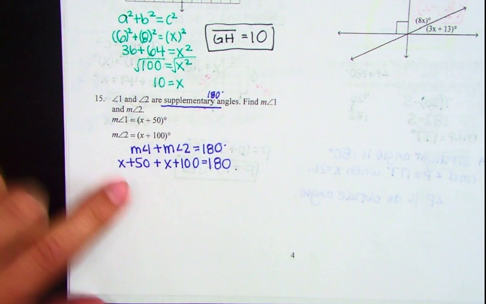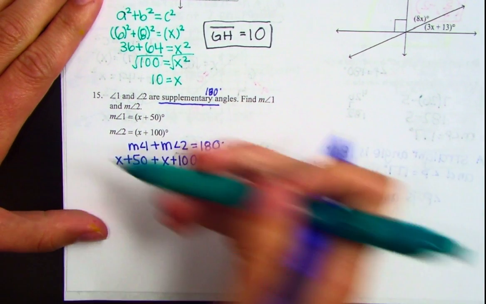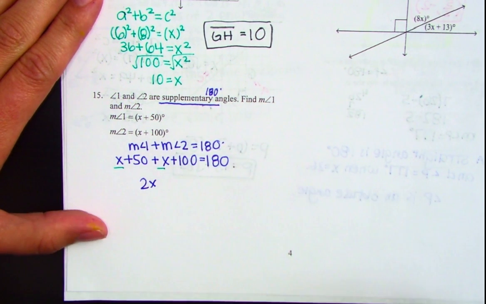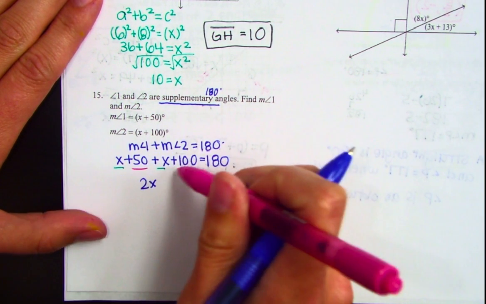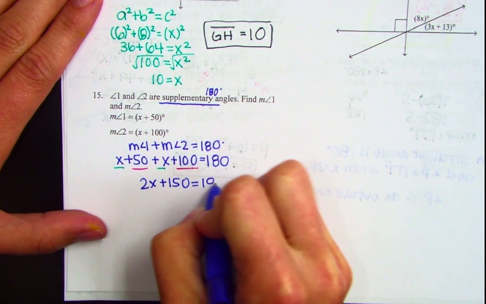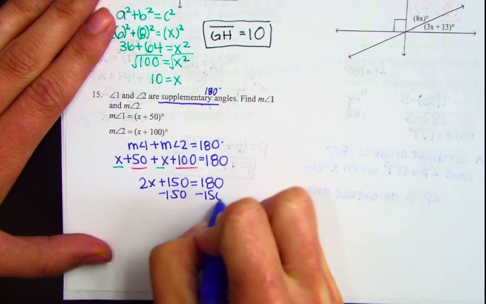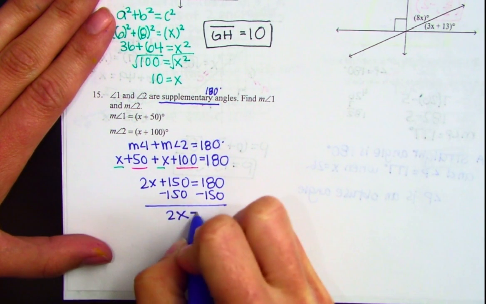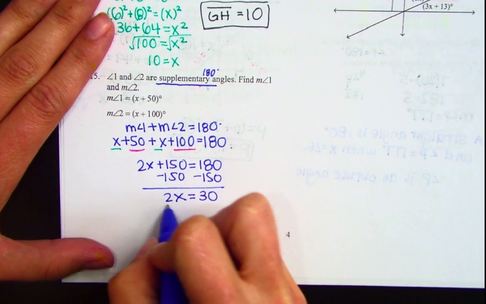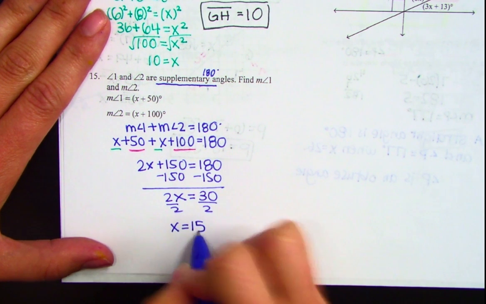So I'm taking the angles, I'm adding them, equal to 180. And again, I'm combining like terms. 1x plus 1x is 2x. 50 and 100 is 150. That's equal to 180. I'm going to subtract 150 degrees, both sides. 2x is equal to 30. And then my final step, dividing by 2, x is equal to 15.